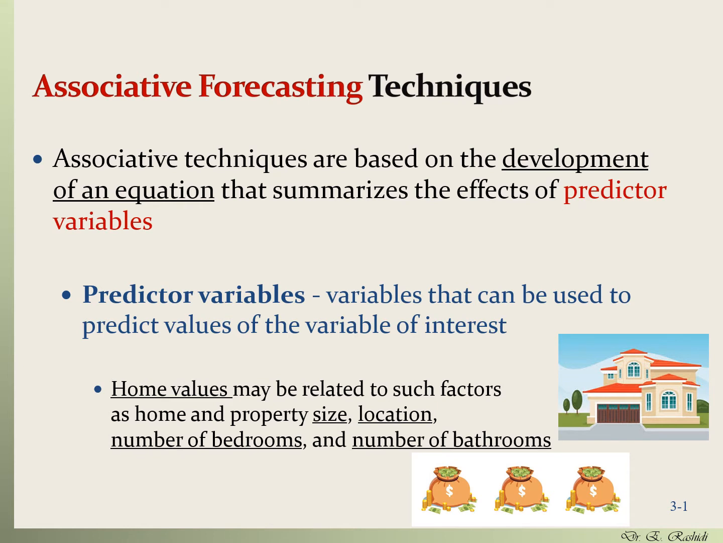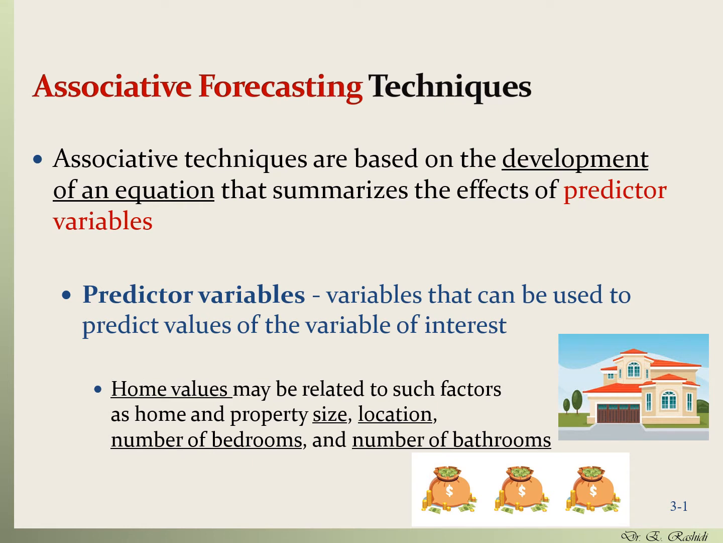For example, consider the value of a house. What do you think are the predictor variables for the value of a house? Such things like the location of the property, the size of the property, the number of bedrooms, the number of bathrooms. Those are the things that can help us to predict the value of a property. So these are called the predictor variables.